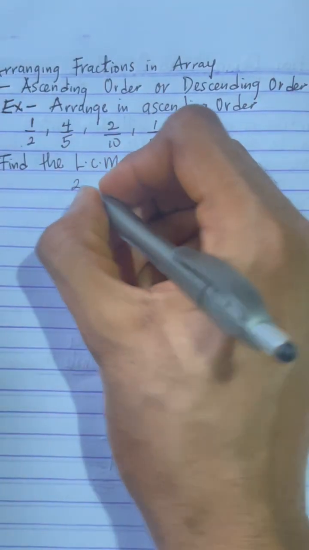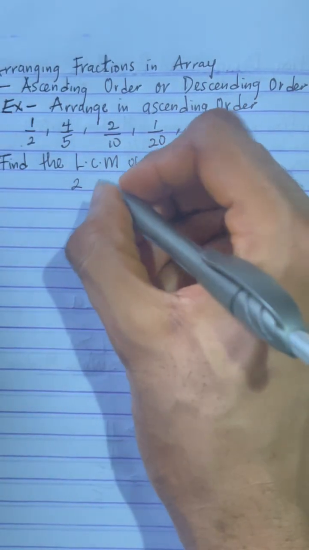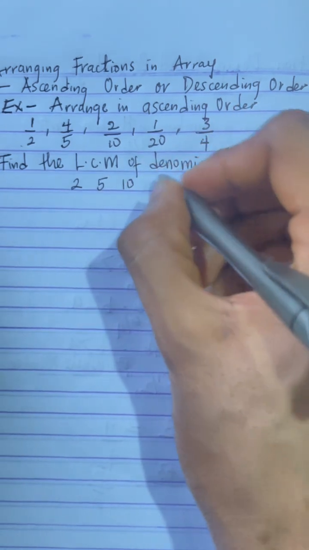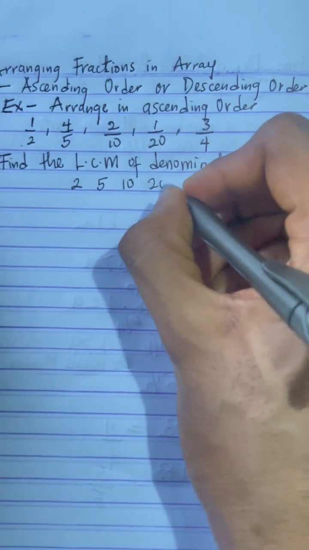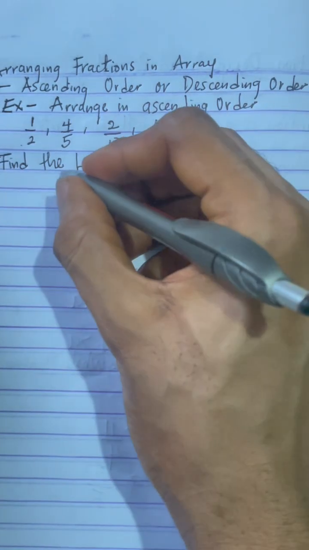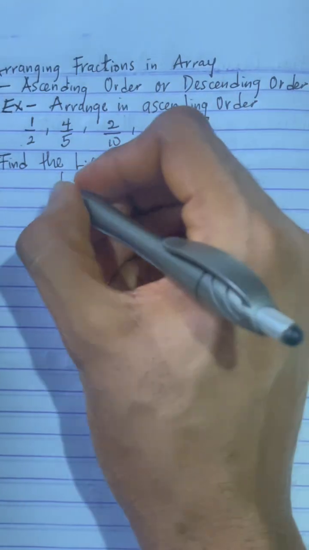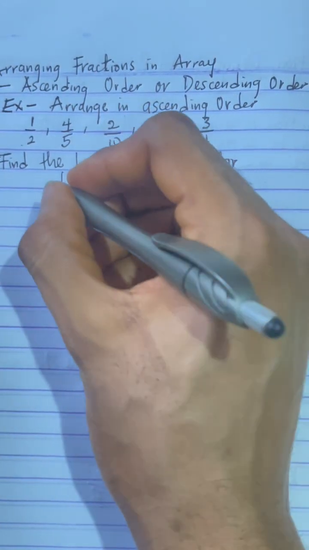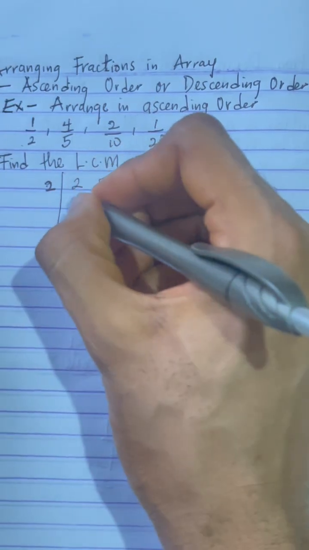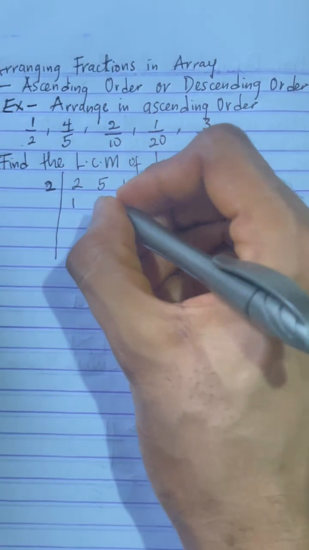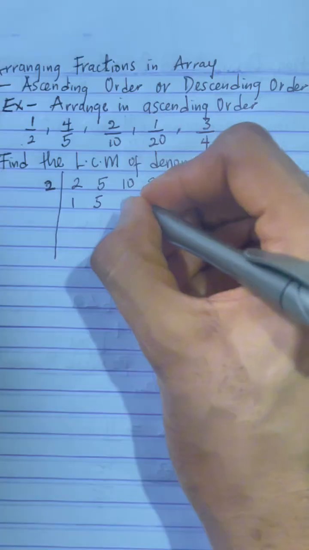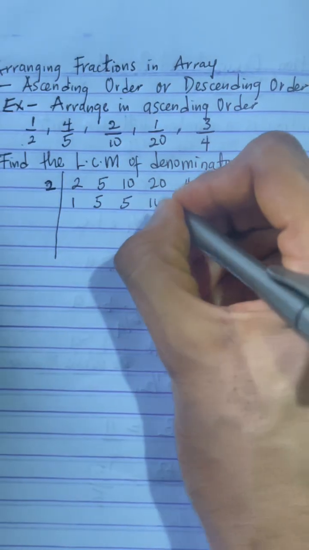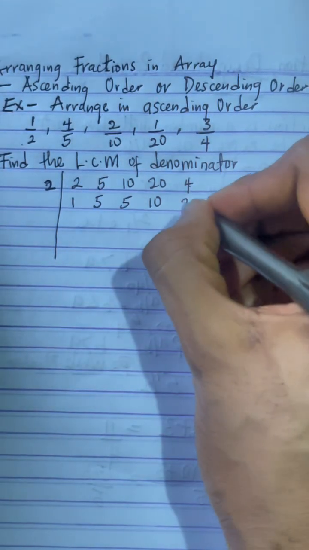So we have 2, we have 5, we have 10, we have 20, and we have 4. So the least number that can divide this now is what? Is 2, right? The least number is 2. 2 divide 2, 1. Divide 5, it's not possible. 2 can divide 10 as 5, right? 2 can divide 20 as 10. 2 can divide 4 as 2, right?